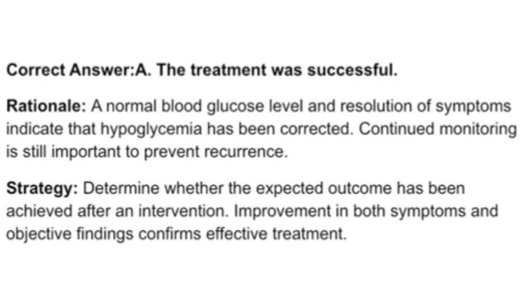Rationale. A normal blood glucose level and resolution of symptoms indicate that hypoglycemia has been corrected. Continued monitoring is still important to prevent recurrence. Strategy. Determine whether the expected outcome has been achieved after an intervention. Improvement in both symptoms and objective findings confirms effective treatment.